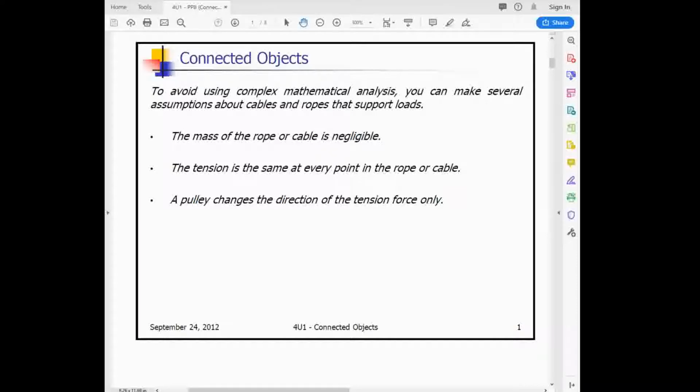There are some assumptions we make, because we could have some really complicated math for each of these problems. We'll assume that the mass of the rope or the cable connecting the objects is negligible. This means we don't have to include another mass in our calculation. The other thing we can assume is that the tension in a rope or cable is the same at every point. Tension is an internal force in a rope, and if we assume that the rope carries its tension equally, then we don't have to do anything more complicated to figure out how the tension changes depending on how far it is from the source of the original force. Another thing we can say is that the pulleys are frictionless, so they would just change the direction of the tension force only.